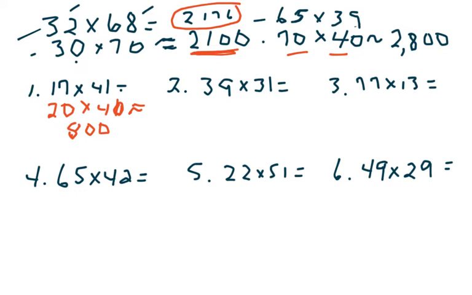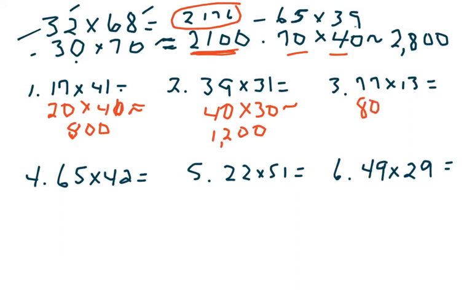39 times 31. 39 is close to 40, isn't it? 31's between 30 and 40, but it's a lot closer to 30. So an estimate would be 4 times 3, 12, 10 times 10, 100, 1,200. That's our estimate. You want to get so you can do these mentally because it'll help you. If you think, well, that should be about, and then see if it is.